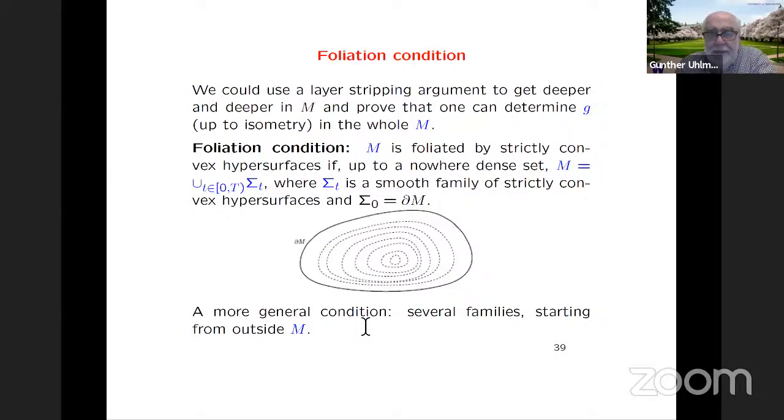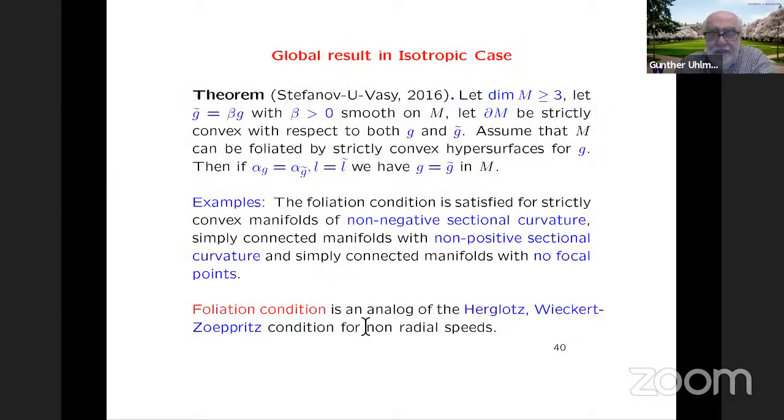And then in the isotropic case, we first did the isotropic case. That doesn't mean in particular that the two metrics are conformal to each other. The particular case of isotropic is 1/c² times identity. And we can take two metrics which are a multiple of each other, and suppose they're strictly convex with respect to both. Assume that it can be foliated for one of them.